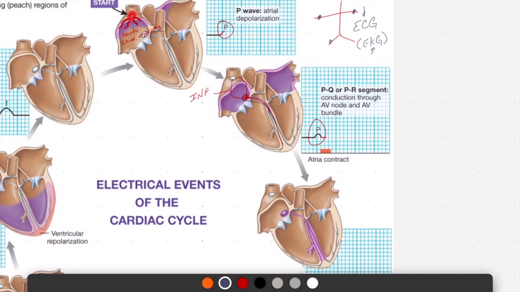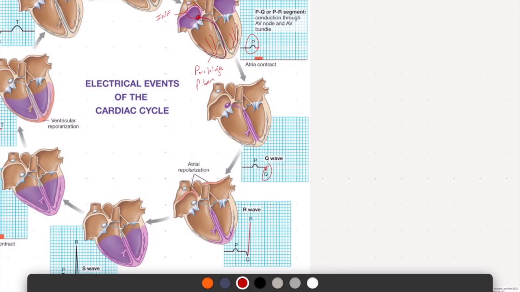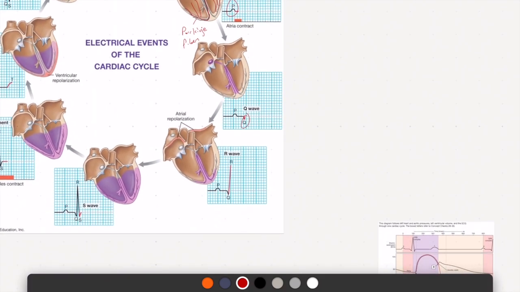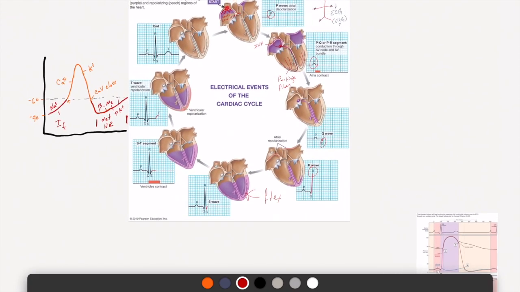Then the signal travels down through these little wires that go through the septum, and then to the Purkinje fibers, which are right here. Those Purkinje fibers then trace back up into the ventricle, and the Purkinje fibers distribute this depolarization to all of the cardiac myocytes. Once you get there, you get the Q wave, which is the beginning of this ventricular depolarization. The R wave, which is the massive ventricular depolarization. A couple milliseconds later, the ventricle flexes or contracts, squeezing the blood out.